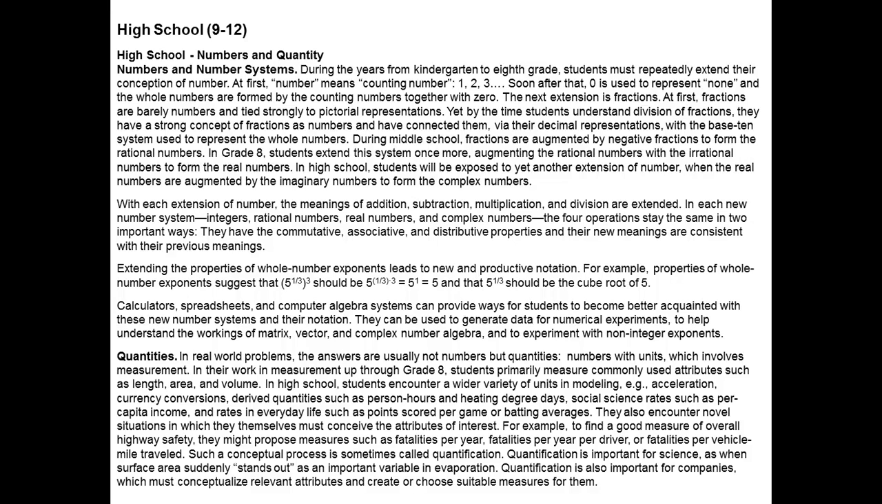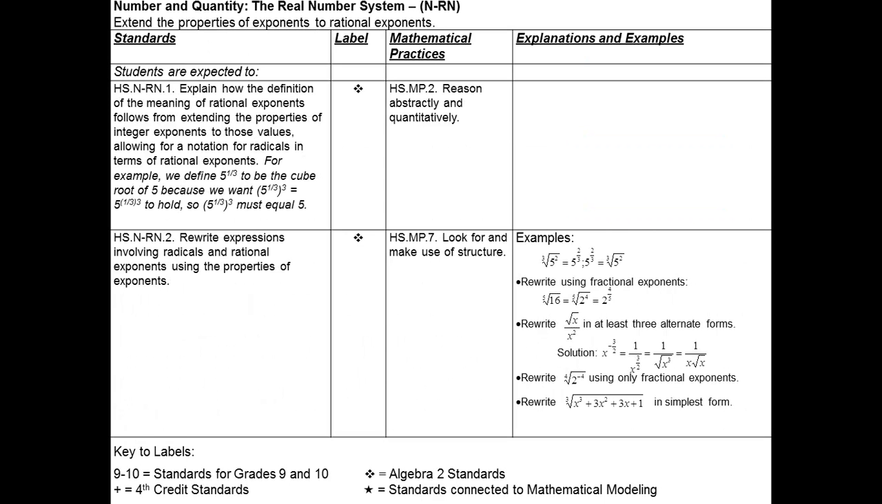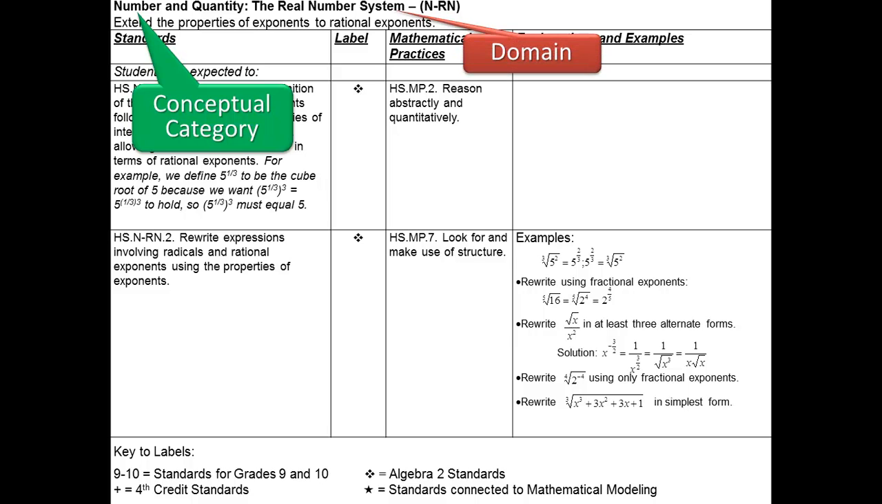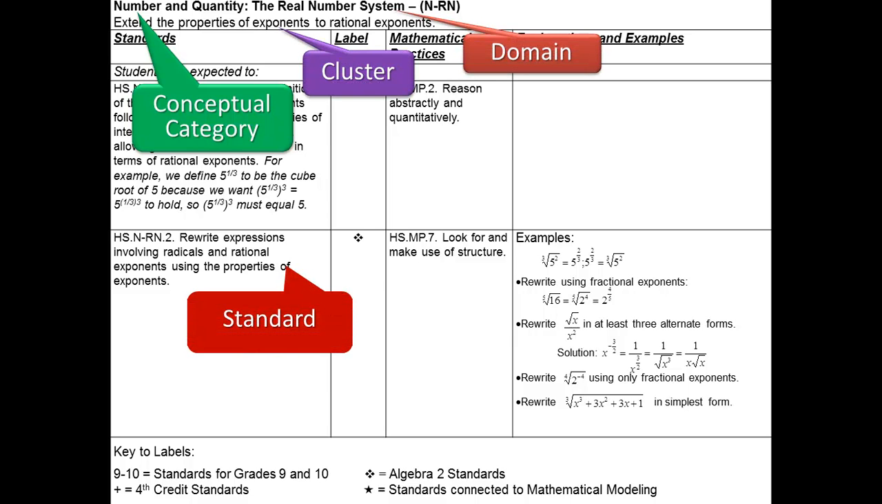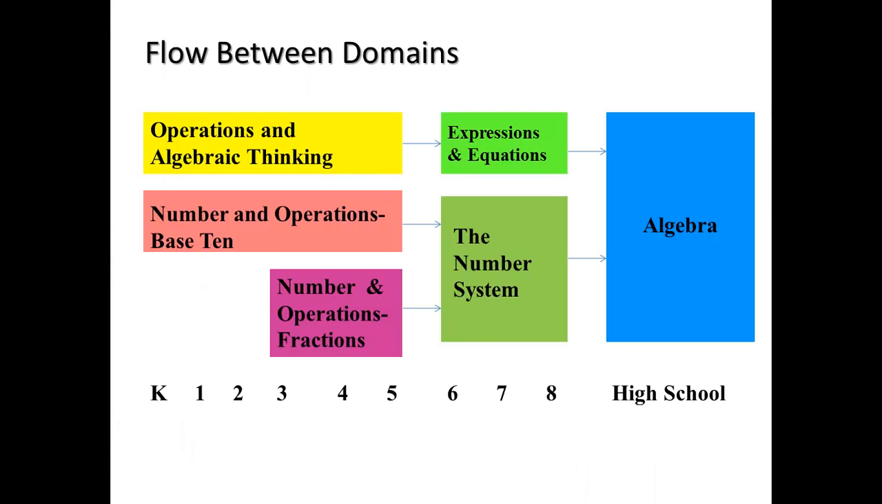At the beginning of each conceptual category, the important ideas are listed. And here we can see the conceptual category is right at the top of the page, followed by the domain, cluster, and the standard. This slide is a model of the progression or flow between domains across grade levels, building to algebra in high school.